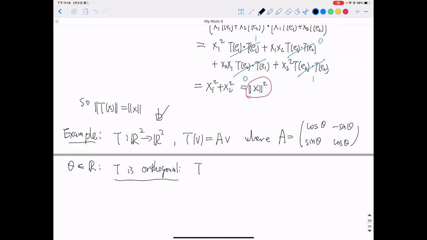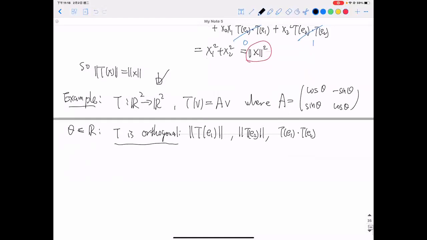To use the theorem, we want to compute the length of T of E1 and the length of T of E2, as well as the dot product TE1 dot TE2. Okay, so we need to compute these things. Really what this means is that we need to compute TE1 and TE2.